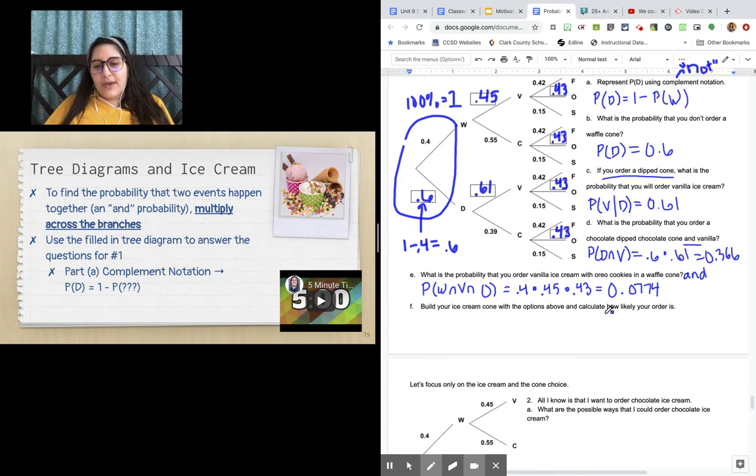Okay. If you want me to check if you did part F and you built your own ice cream cone and you're not sure if your answer is right, just send me a message and I can check it for you. All right. So there's one other type of problem that typically shows up with tree diagrams. So give me a second to clear my screen and reset some stuff, and then we're going to do one other example with tree diagrams. See you in a second.